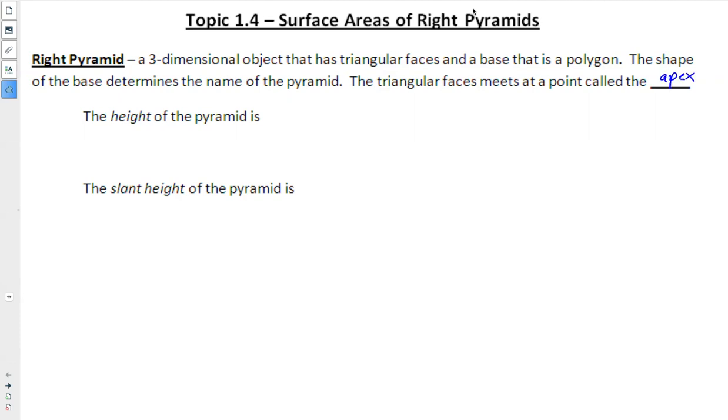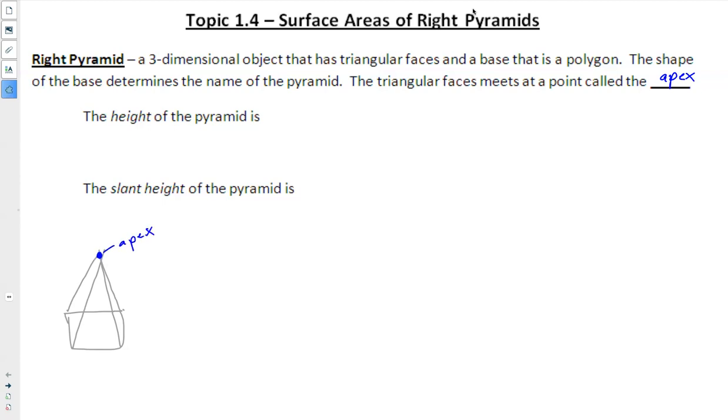Before I go any further, I'm just going to draw a general right pyramid here. You'll have to excuse my drawings because I did not go to university for art school. Okay, so here is the apex that I was talking about earlier, right at the top. This is the apex.